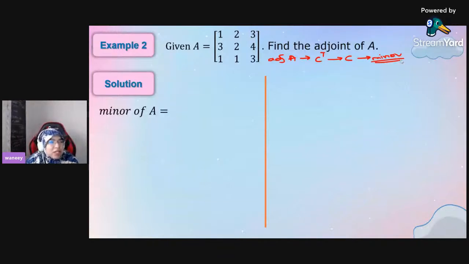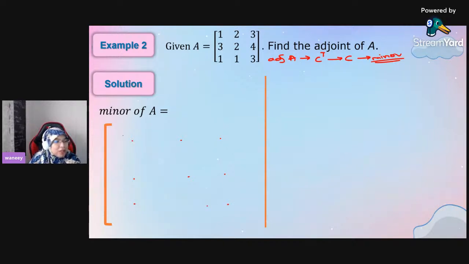How to find the minor of A? We can get the minor by deleting the row and the column. Make sure you prepare a big bracket, because we are going to have the minor matrix, which means you are going to calculate 9 minors together. So make sure to have a pencil and eraser ready for this one. The first one, like I told you before, we need 9, right? So let me prepare the space for 9 first.